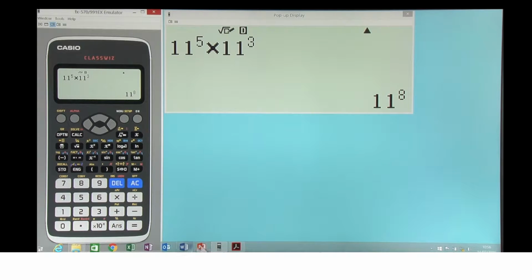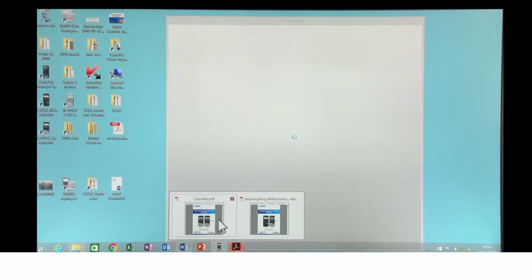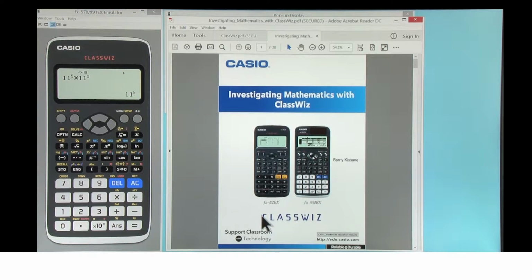This idea is used in an investigation in the Investigating Mathematics with ClassWiz book, which you can download from the Casio Worldwide Education website.